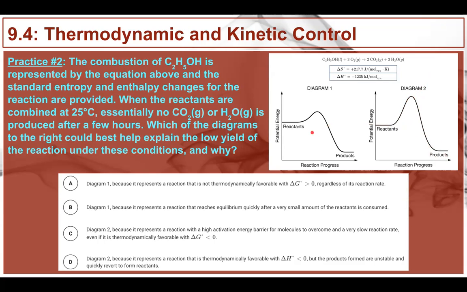Okay? So the answer for this is C, diagram 2, because it represents a reaction with a high activation energy barrier for molecules to overcome and a very slow reaction rate, even if it is thermodynamically favorable with delta G being less than 0, okay? So yeah, we have a positive entropy, we have a negative enthalpy, and in those conditions, it should always be thermodynamically favorable, right? But the problem is getting to that activation energy.